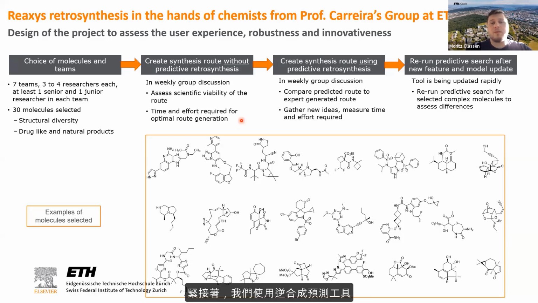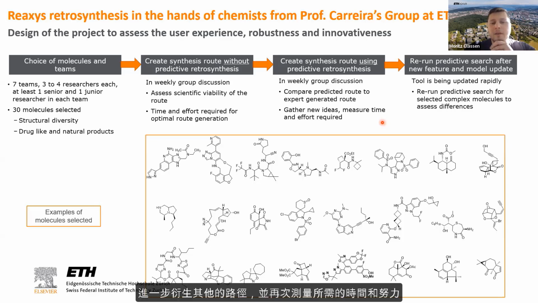Next, we moved towards the predictive retrosynthesis tool. We put the molecules in the tool, got routes out, and then compared those routes to our routes. If that was the case, we also used the ideas and input from the retrosynthesis tool going forward into other routes. And again, we measured the time and the effort that was required.